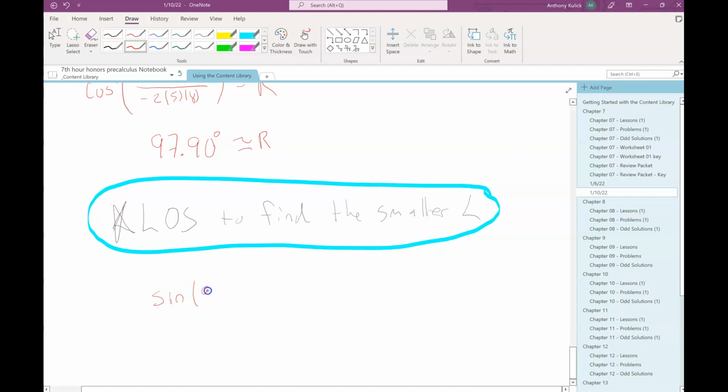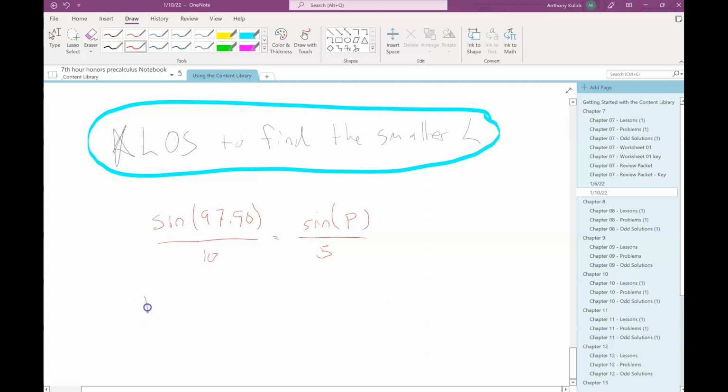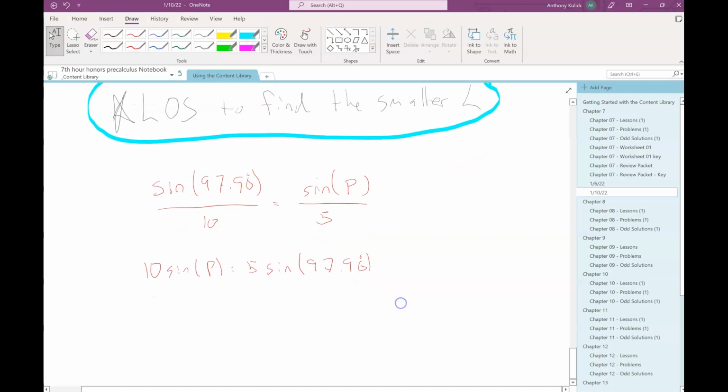All right, so I can do sine of r over r equals sine of p over p, cross multiply, and then we'll divide by 10. And then we'll do the sine inverse. Everybody's okay that I combined the divide by 10 step with the sine inverse step?